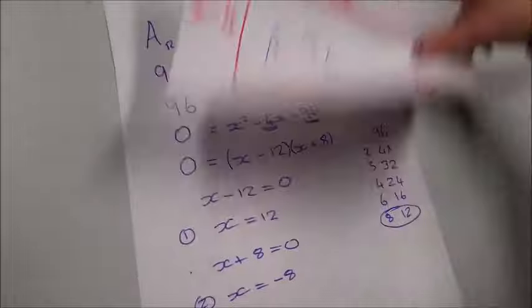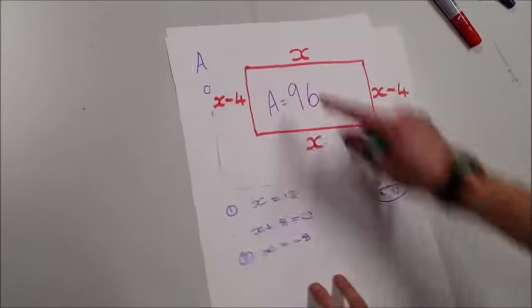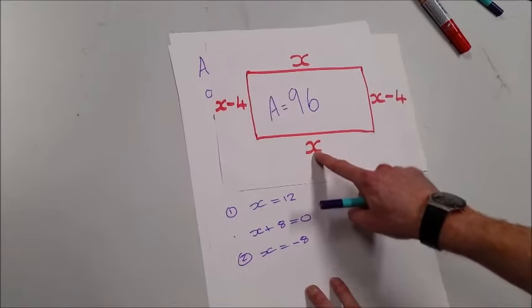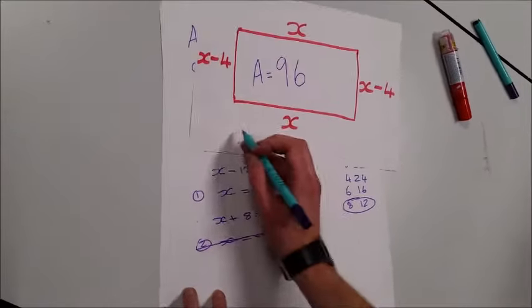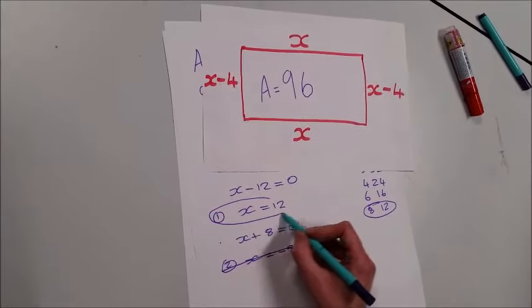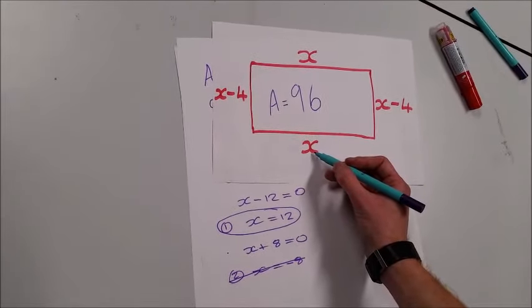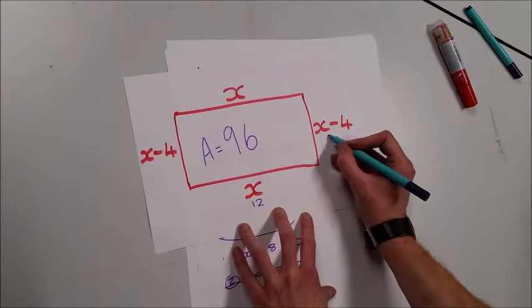Now we are talking about some lengths of rectangles. So we can't have a minus number for the length of a rectangle. So we're going to cross out the minus answer. The only answer that we care about is that x is equal to 12. If x is equal to 12, then x minus 4 must be 8.